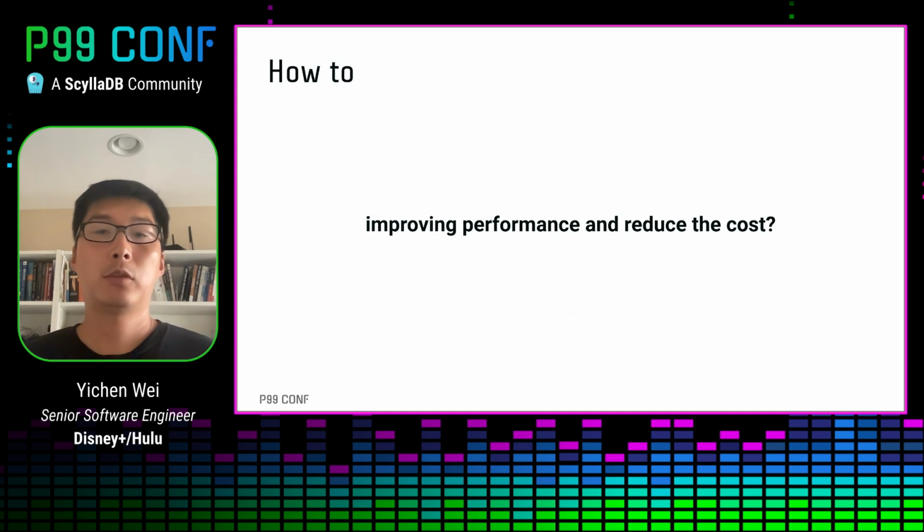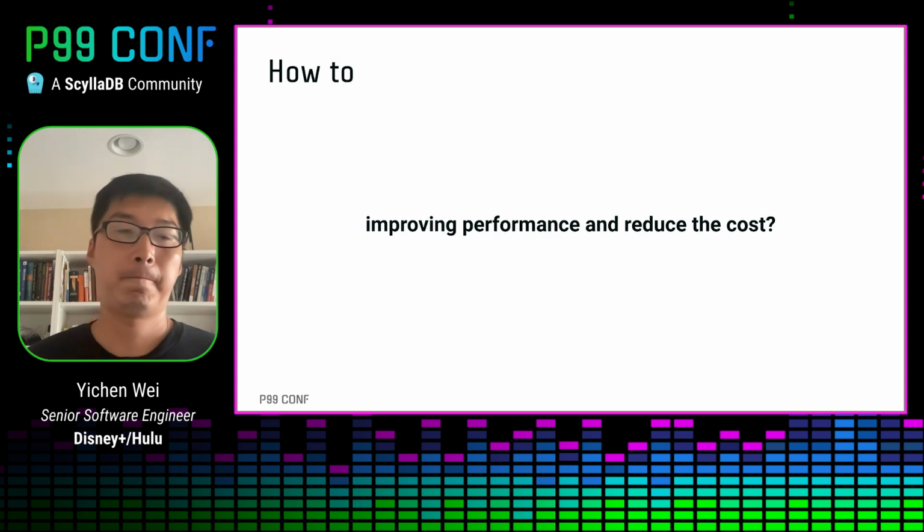Okay, so let's go back to our topic. We already have the challenges of distributed storage. Then what's next? What should we do to improve the performance as well as reduce cost?